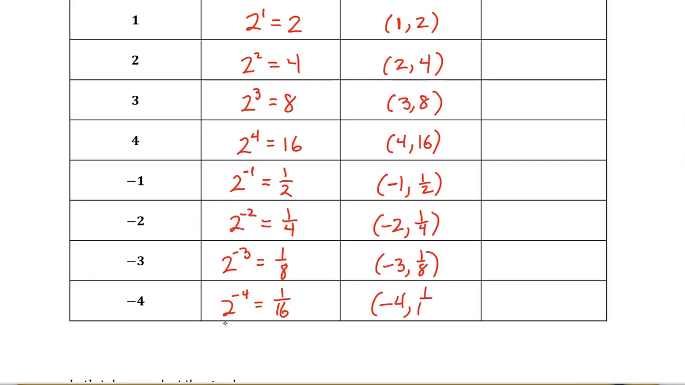So as we saw on the graph, as it goes to the left, the negative x values don't make the graph go negative. They make it get closer and closer to 0.